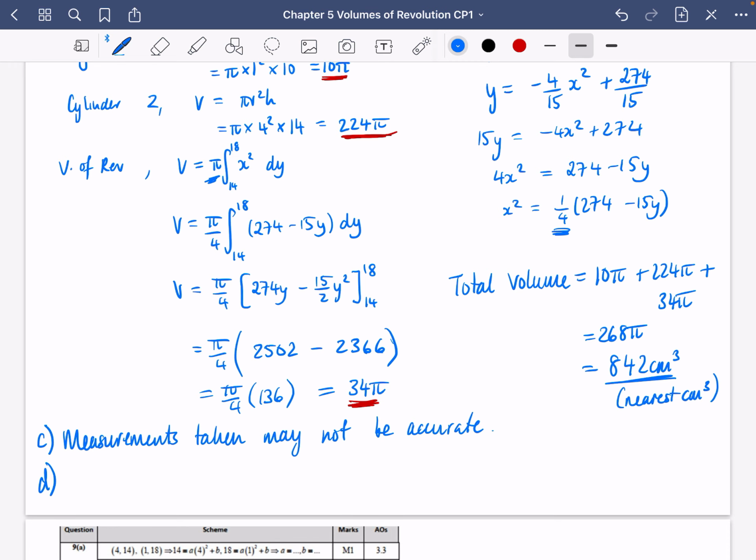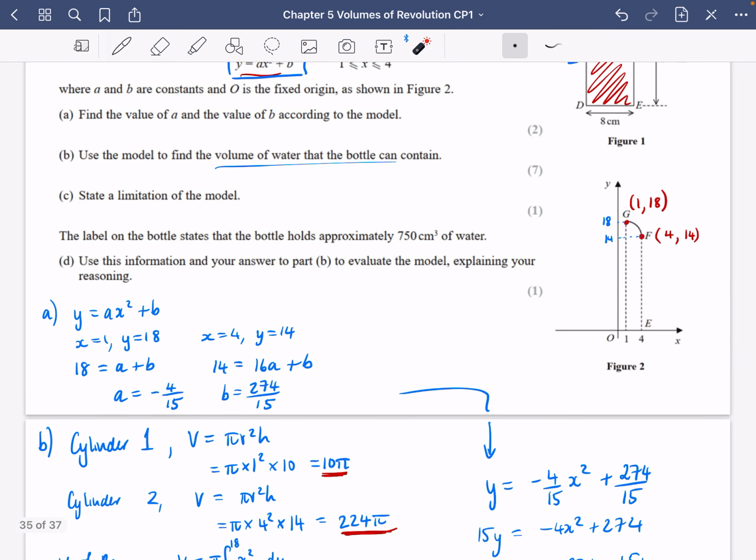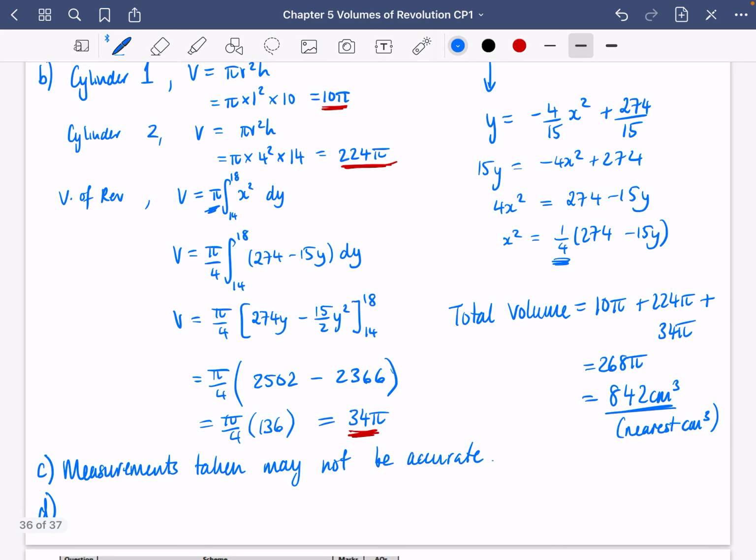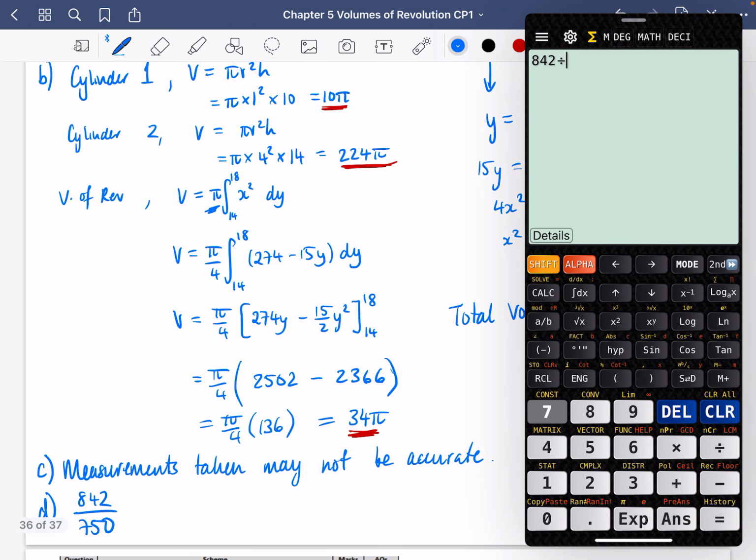And now part D of the question wants us to do some kind of interpretation. It says that the label on the bottle states that the bottle holds approximately 750 centimeters cubed of water. Use this information and your answer to part B to evaluate the model, explaining your reasoning. So you do have to do some explanation. You can't just say they are far apart, so it is not a good model. I usually like to work out the percentage error with these things. So for the percentage error, I could do 842 divided by 750, like I did earlier on, and you can see that it is 12% more.